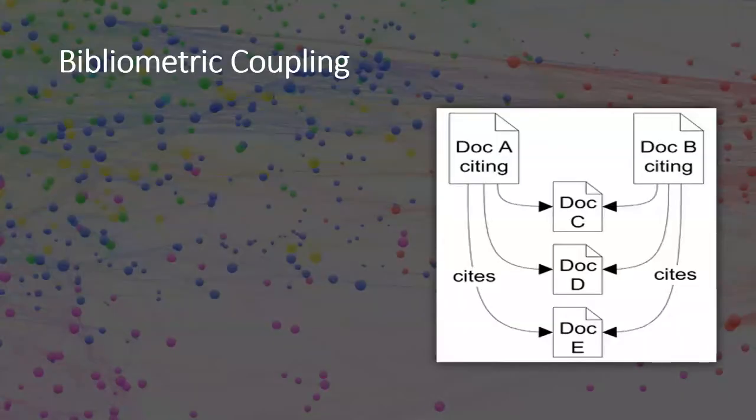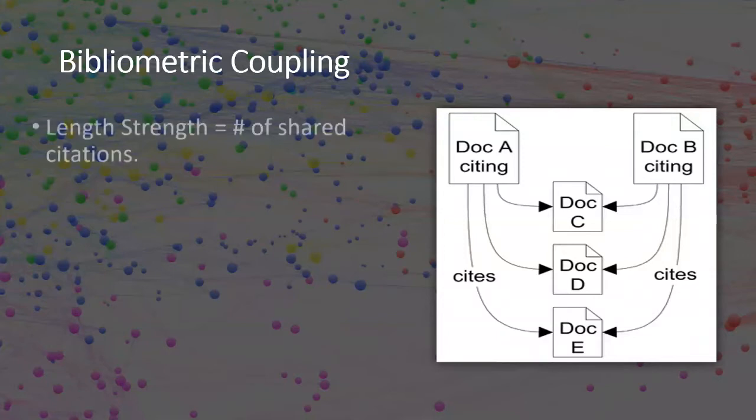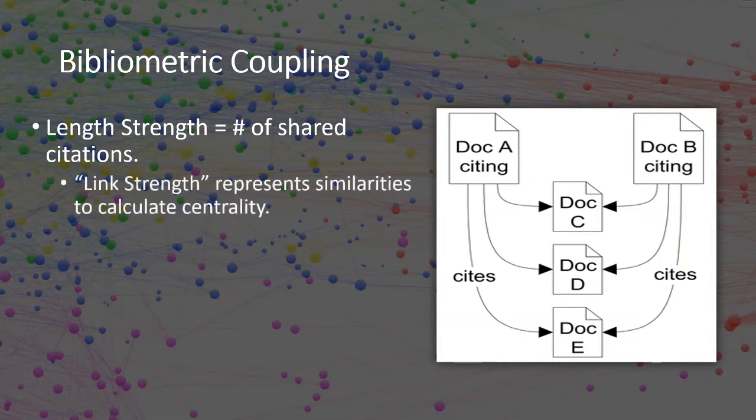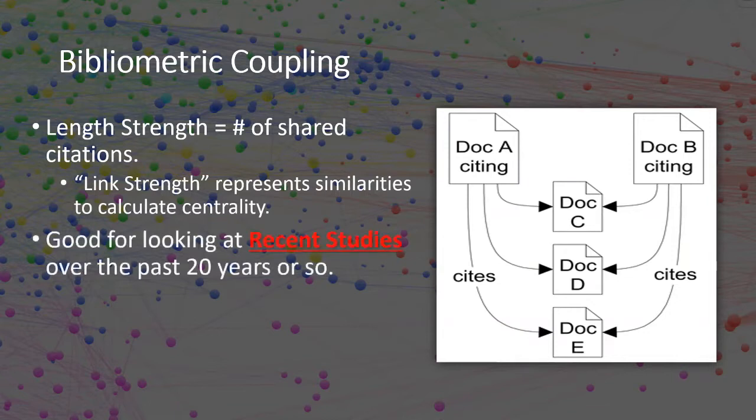Bibliometric coupling is a way of linking these nodes between two articles. It's the number of shared citations between two articles. So if document A cites documents C, D, and E, and document B does as well, they have a shared link strength of 3. This link strength represents calculated centrality, and it's good for looking at recent studies over the past 20 to 30 years.